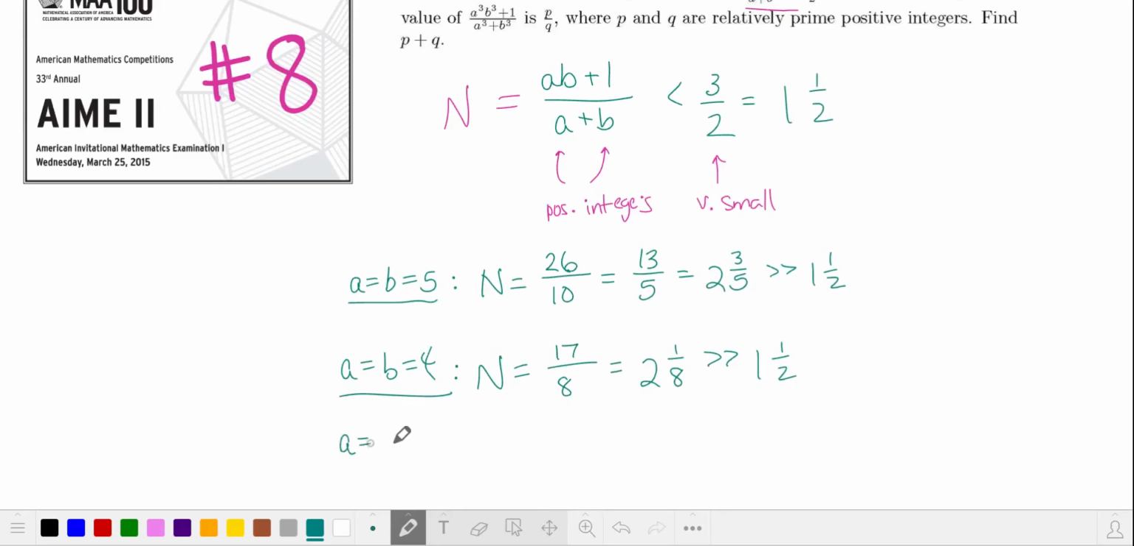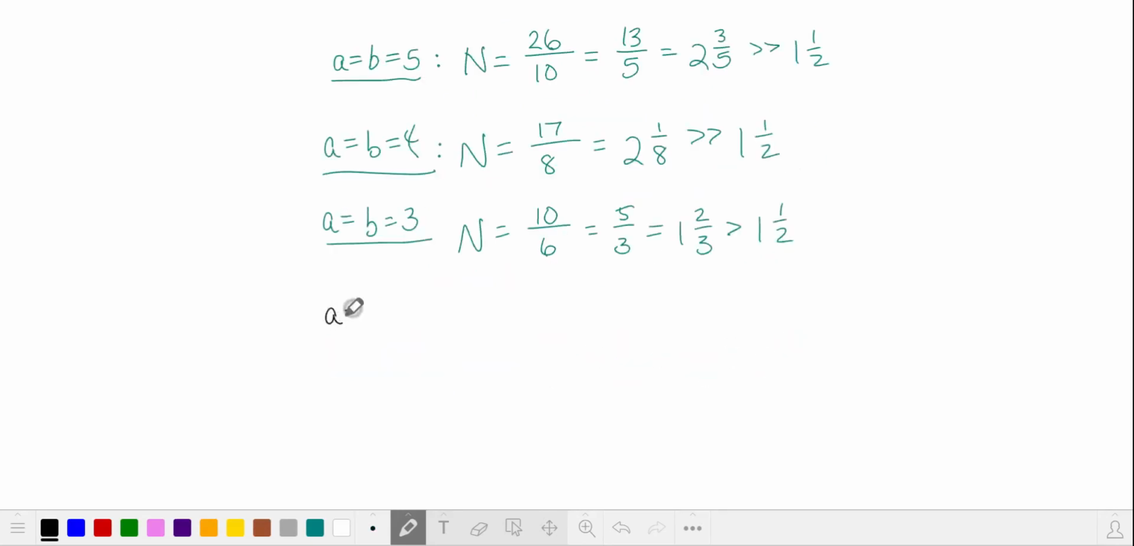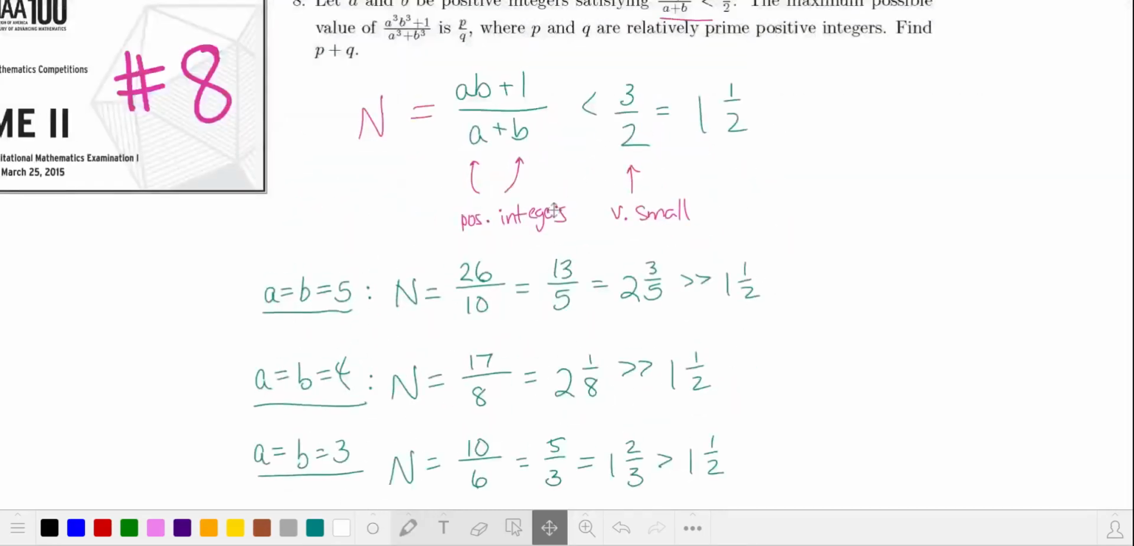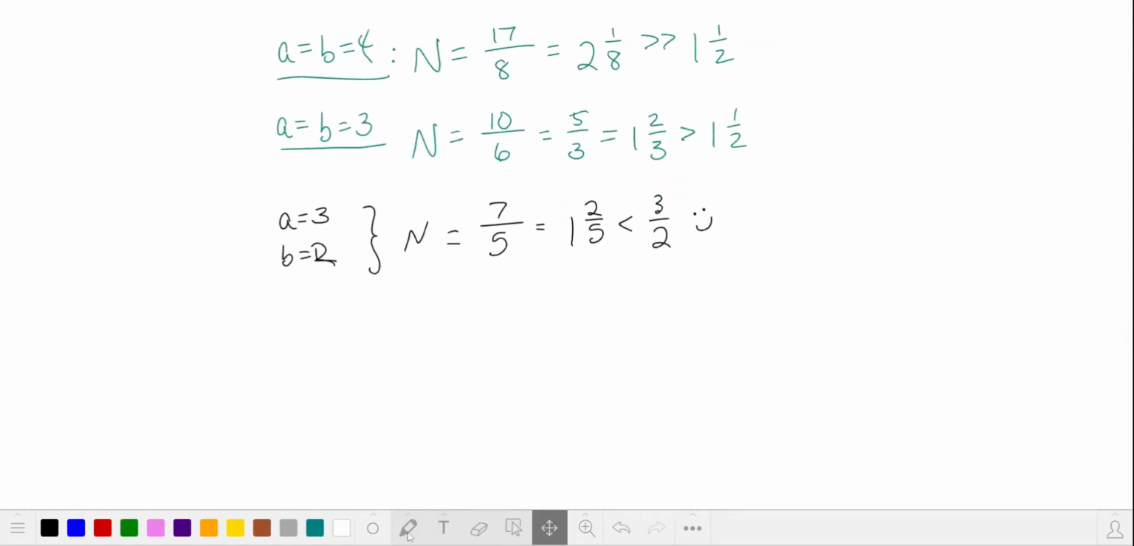Let's step down to a and b equal to 3. Our numerator is 10 and our denominator is 6. Now we're getting closer to our upper limit. So let's try a equals 3 and b equals 2. We'll remind ourselves meanwhile that our expression is symmetric in a and b. Here our numerator is 7 and our denominator is 5. And we get our first values of a and b that satisfy this inequality. Again, a and b have to be positive integers. So this only gives us a few values of a and b to try.